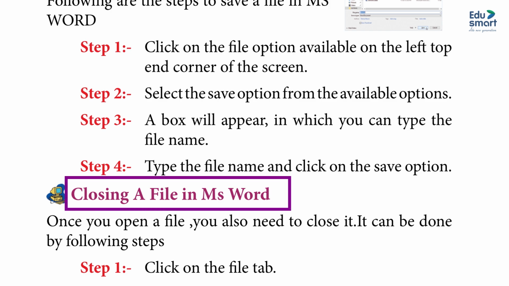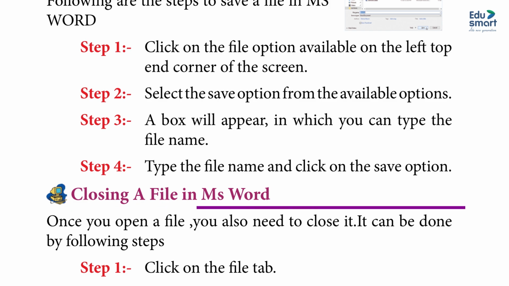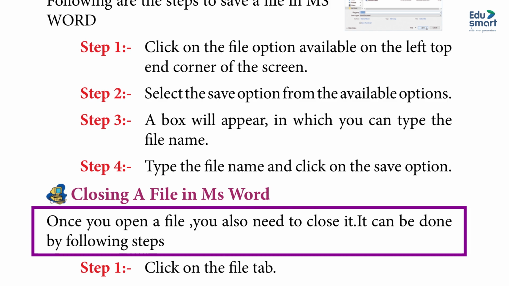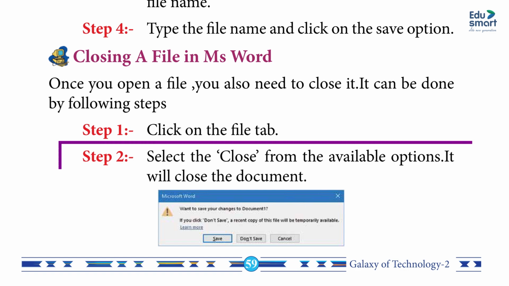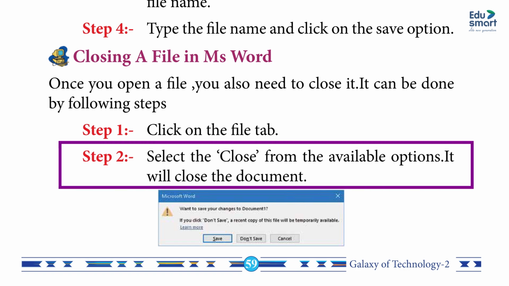Closing a file in MS Word. Once you open a file, you also need to close it. It can be done by following steps. Step 1. Click on the File tab. Step 2. Select the Close from the available options. It will close the document.